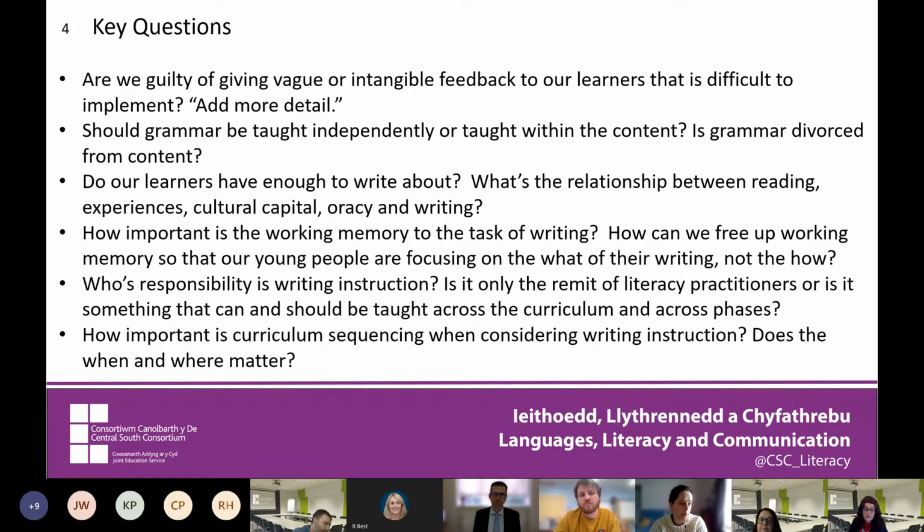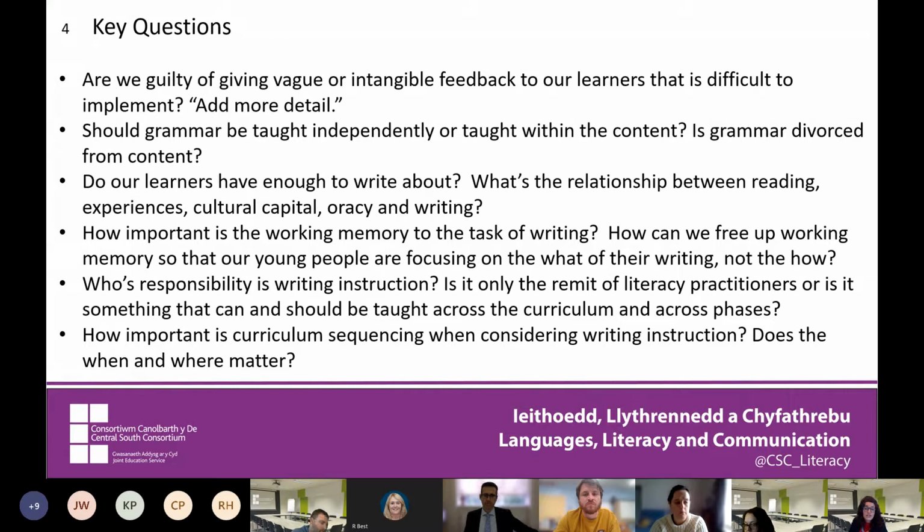Is grammar divorced from the content? Do our learners have enough to write about? What's the relationship between reading, experiences, cultural capital, oracy and writing? How important is working memory to the task of writing? And how can we free up working memory so that our young people are focusing on the what of their writing, not the how? Whose responsibility is writing instruction?